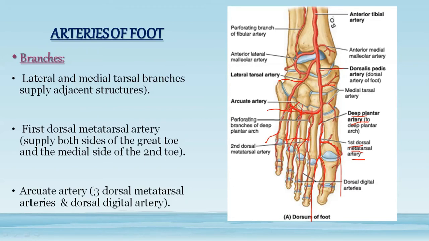First, it gives rise to three dorsal metatarsal arteries. This is first, this is second, and this is third. These three dorsal metatarsal arteries supply the adjacent sides of the second to fourth toe. And then this arcuate artery, after giving the three metatarsal arteries, gives the dorsal digital artery. This is the dorsal digital artery, which supplies the lateral side of the little toe.